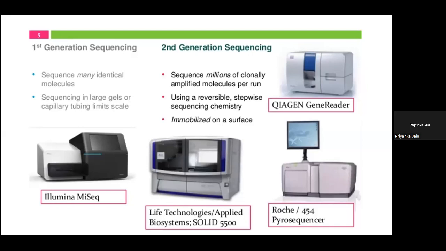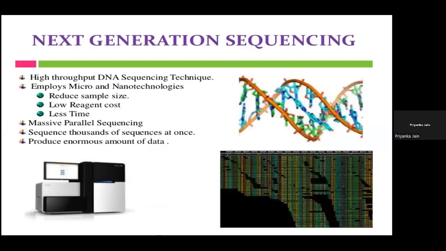Then Qiagen also introduced the GeneReader. Then Roche, this sequencer, was initially very famous. This was a pyrosequencer during second generation sequencing, which is not at all used now. So with time, the sequencers were also updated, the chemistry was modified, and such sequencers came which were cheaper and generate a higher amount of data.